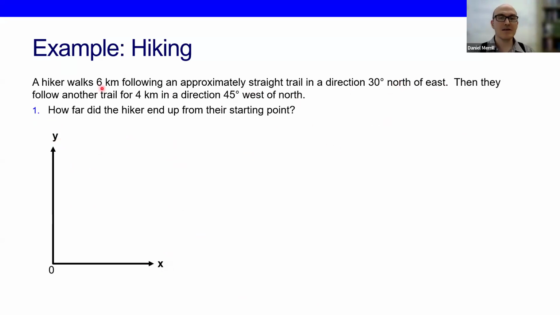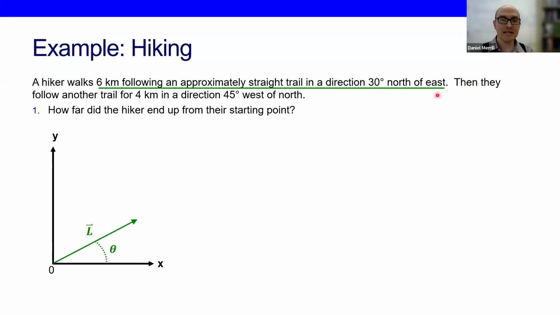And so traveling 6 kilometers, 30 degrees north of east, I would have to go east first, and then I'm going to go at an angle north of east, 30 degrees, and then draw my arrow. And so there's my arrow, representing 6 kilometers at 30 degrees north of east. I've labeled this arrow L to represent the 6 kilometers and theta to represent the 30 degrees.